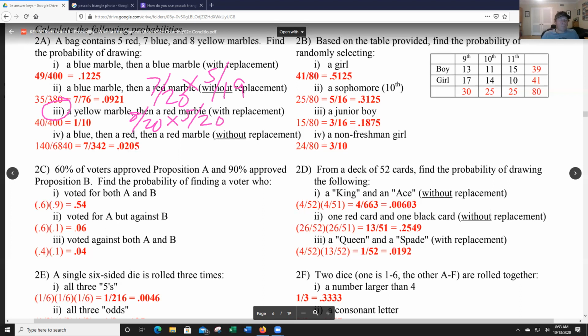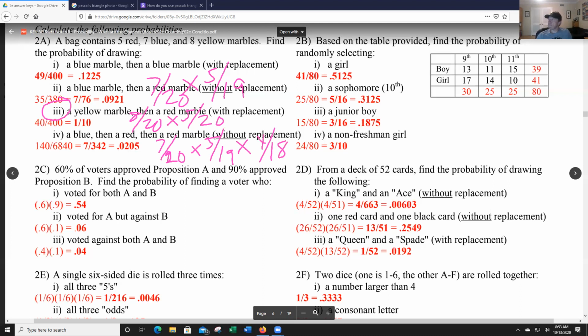Okay. And then a blue, then a red without replacement. So you're not going to put it back. So a blue one is going to be 7/20ths times, and then another event. Then a red marble, which will be 5/19ths. Then another red, and you've already got a red the first time, so it's 4/18ths. And there's your math on that.